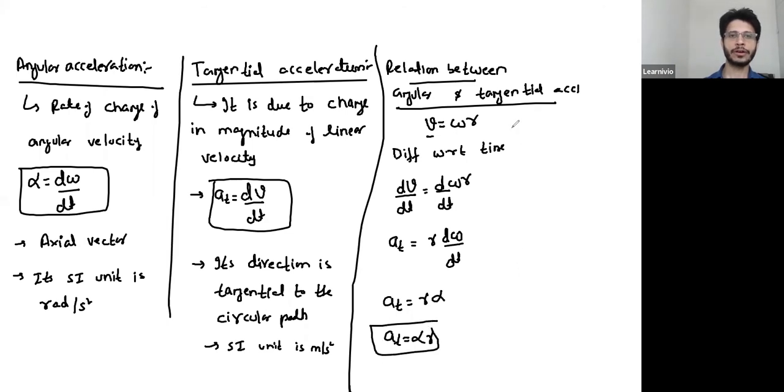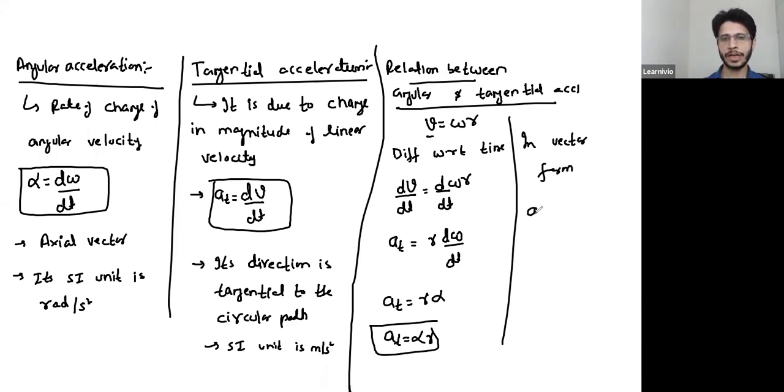In vector form, the tangential acceleration is the cross product of alpha and r. So these are the types of accelerations in non-uniform circular motion. The first is angular acceleration, the rate of change of angular velocity. The next is tangential acceleration, due to change in magnitude of linear velocity. These two are related: tangential acceleration is angular acceleration multiplied by the radius of the path.